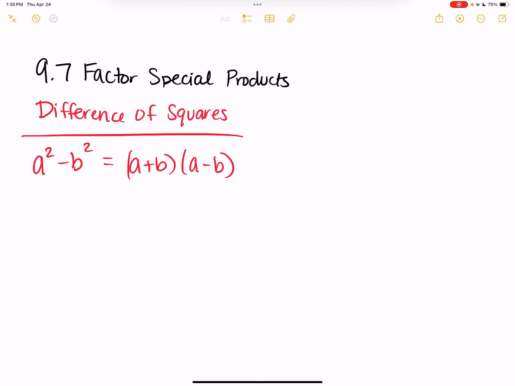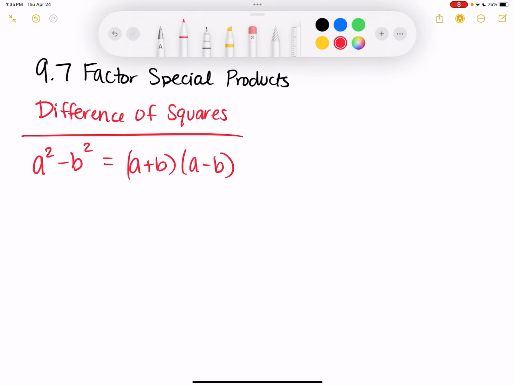So this always has to be here. The other key thing, other than that it has two pieces, is that it is a difference, meaning subtraction. So the only way this works is if there is something squared minus something else that's squared. And that can be variables, it can be numbers, it can be numbers and variables combined. We'll see all the different options for that one. The other one is a perfect square trinomial.